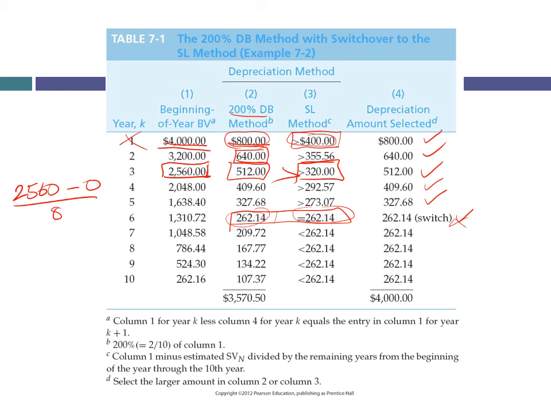From now on, we don't depreciate using the declining balance, but we continue with the straight line and subtract this constant amount. And how did we calculate this amount? Simply it is 1310 minus 0, divided by 6, which is the remaining amount of time.